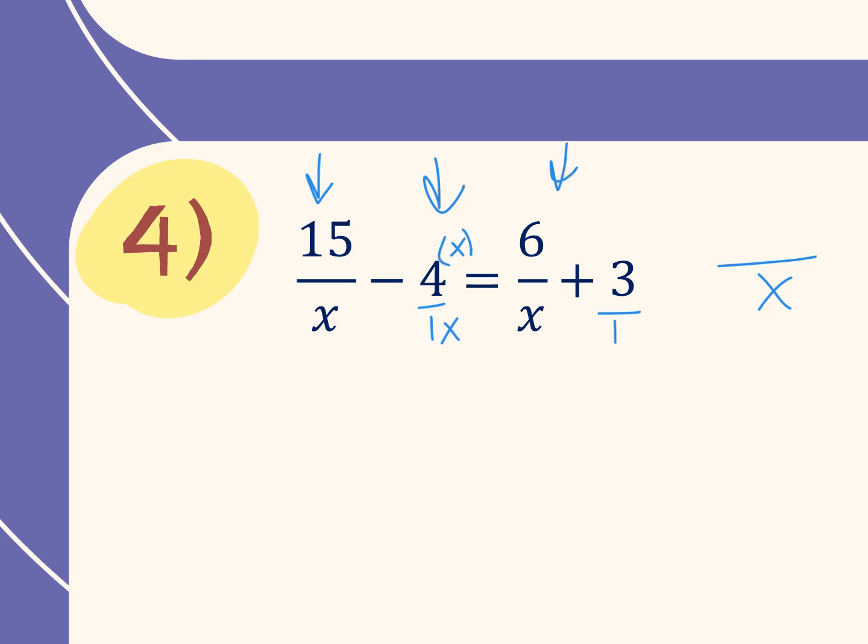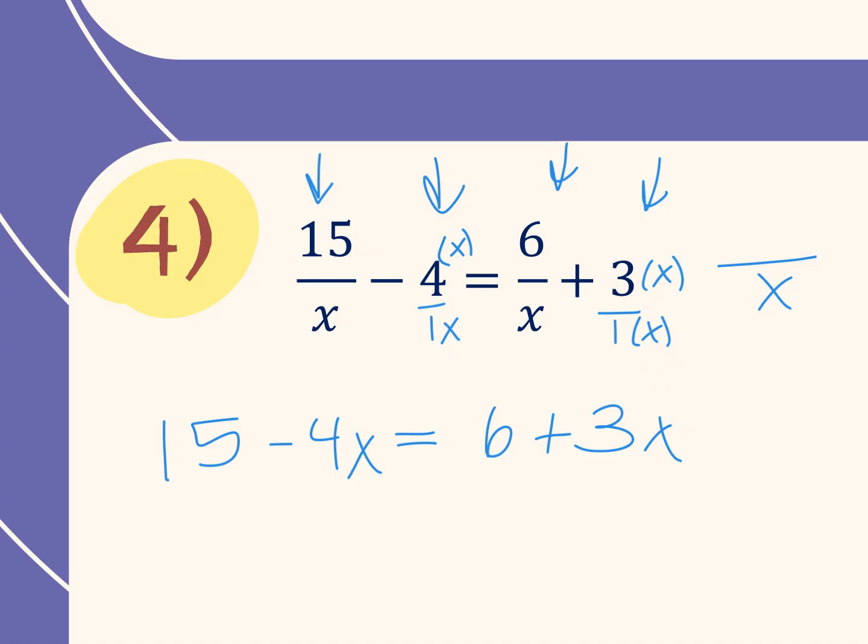Look at your third fraction. What's the denominator already? X, so just leave it. And then look at the last one. What would you have to multiply the 1 by? X. So what you do to the bottom, you do to the top. And now that they're all the same, do you have to worry about the denominators anymore? No, you just worry about the numerators. So you have 15 minus what? 4x, good, equals 6 plus 3x, good.